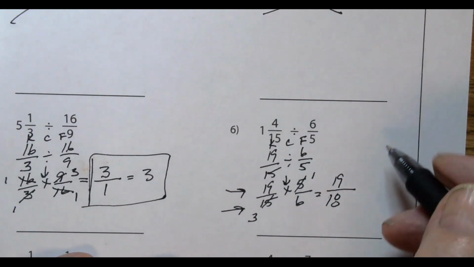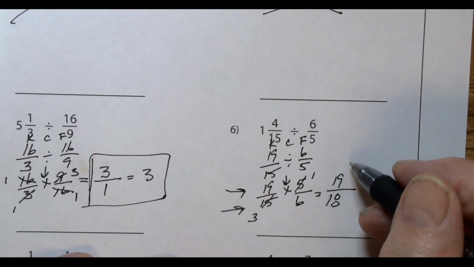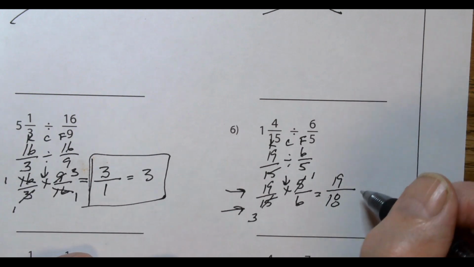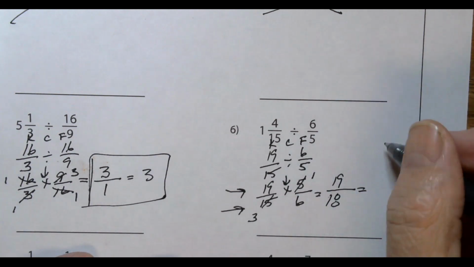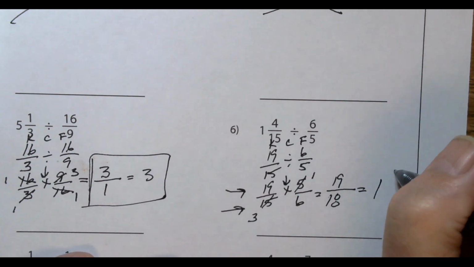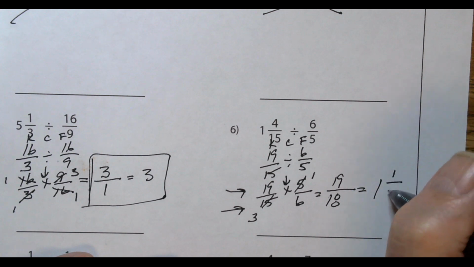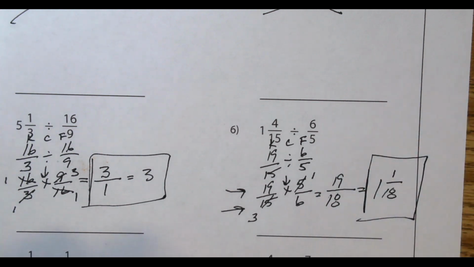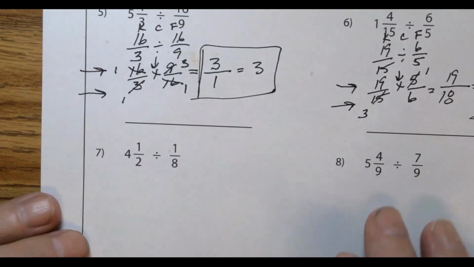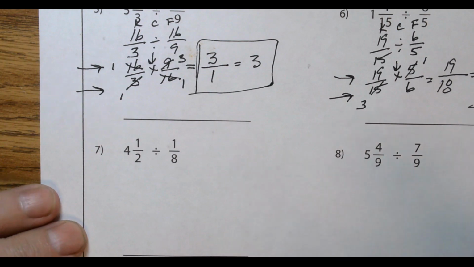I have an improper fraction there. I don't have any common factors, so I'm going to have to change this to a mixed number. 18 goes into 19 once, and I have 1 left over, so that's 1 and 1/18. Final answer. Okay, so now number 7, we have 4.5 divided by 1/8.